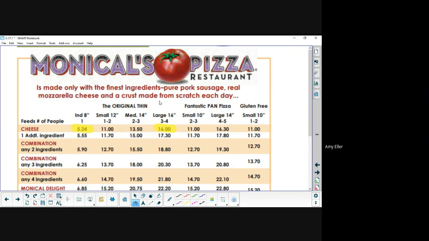8-inch pizza, $5.24. 16-inch pizza, $16. Does that seem like a ripoff? Because it's double, right? Yeah. Think about what we just learned today, guys.